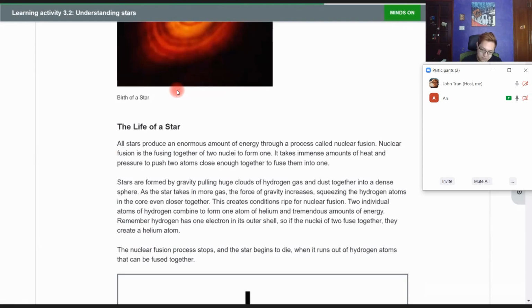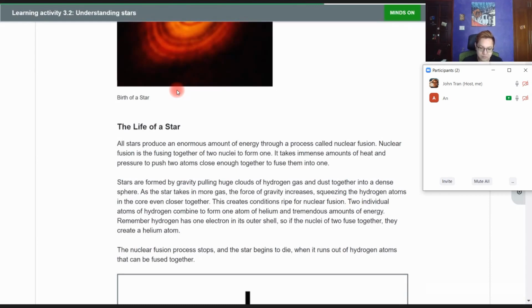The life of a star. All stars produce an enormous amount of energy through a process called nuclear fusion. Nuclear fusion is the fusing together of two nuclei to form one. It takes an immense amount of heat and pressure to push two atoms close enough together to fuse them into one.